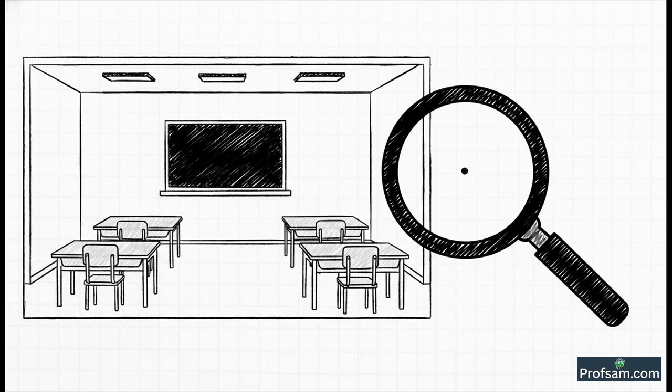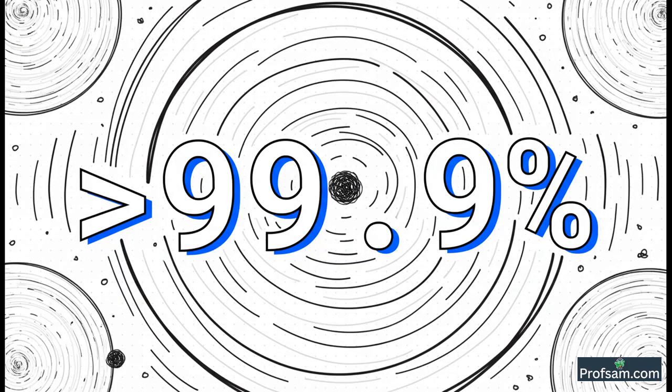Just imagine that your classroom is one single atom. If the whole room is the atom, then the nucleus would be like a tiny pinhead placed right in the center. The rest of that huge classroom, that's just empty space where the electrons are moving around. But here's the truly shocking part. That tiny pinhead in the middle of our classroom, it contains more than 99.9% of the atom's entire mass. Just think about that. Almost all the weight is packed into that unbelievably small space.